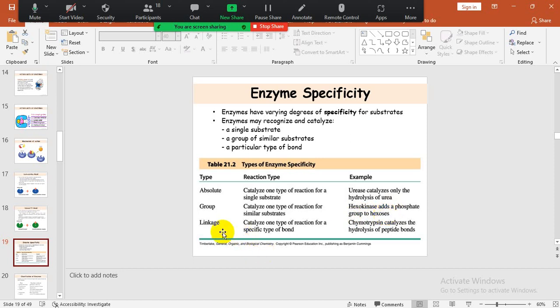Let's also go to linkage. When we say linkage, it is what? Bond or bonding. Some enzymes catalyze the breakage of specific bonds in a chemical reaction. For instance, chymotrypsin, which is found in the pancreas, catalyzes the hydrolysis of peptide bonds. So chymotrypsin is for what? It is an enzyme that digests proteins.